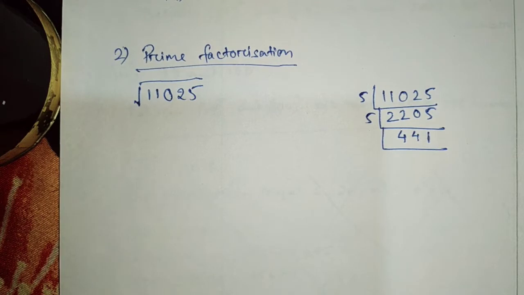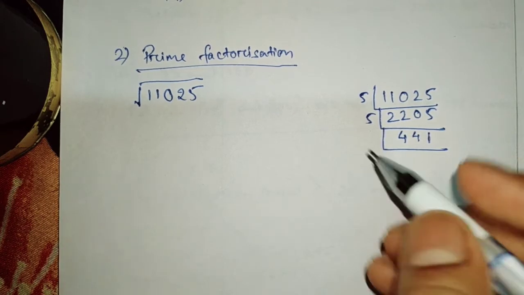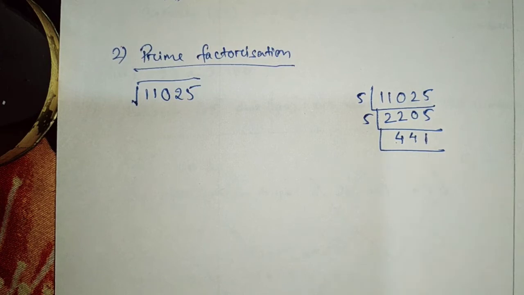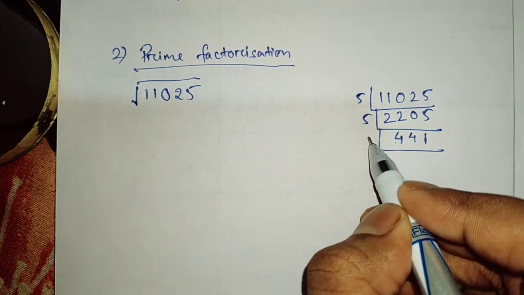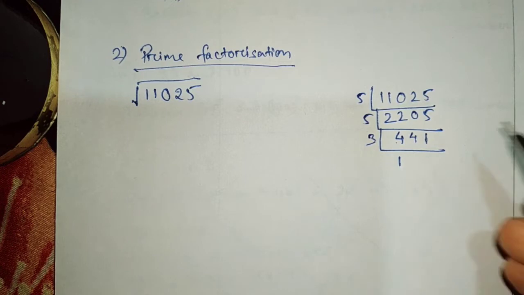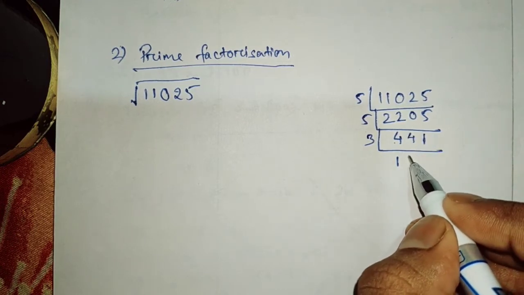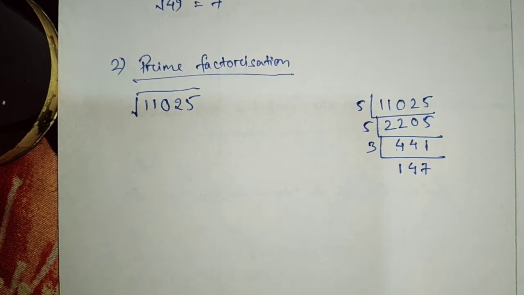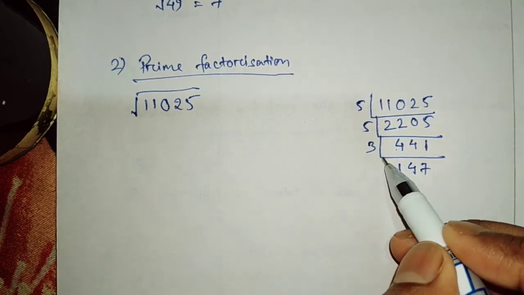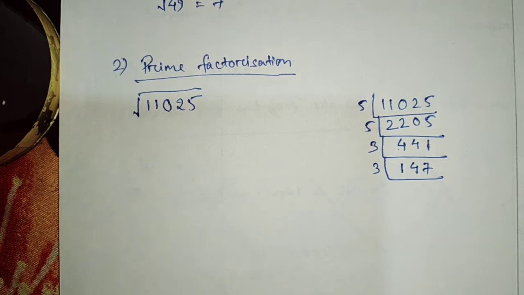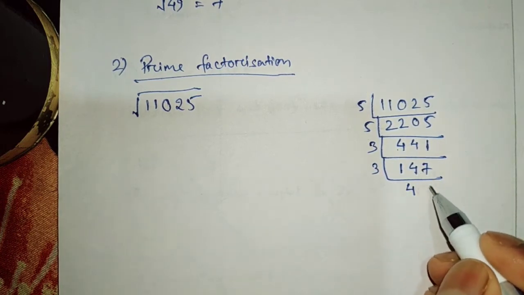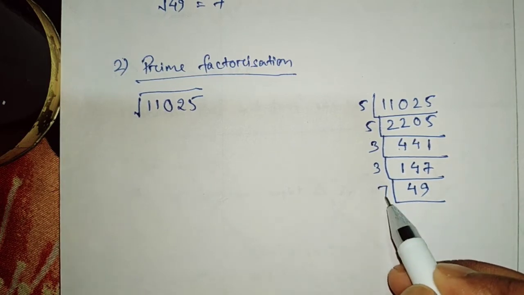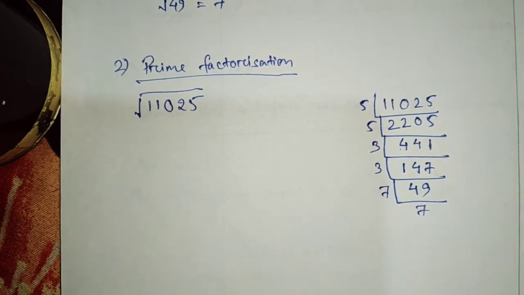Now this number is divisible by 3. How? 4 plus 4 is 8, plus 1 is 9, and 9 is divisible by 3, so we take 3. 3 1s are 3, 3 4s are 12, 3 7s are 21. Again 147 is divisible by 3, so we take 3. 3 4s are 12, 3 9s are 27, then 49 is 7 times 7.